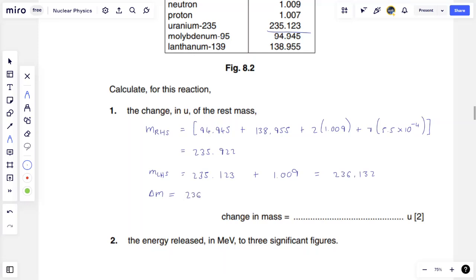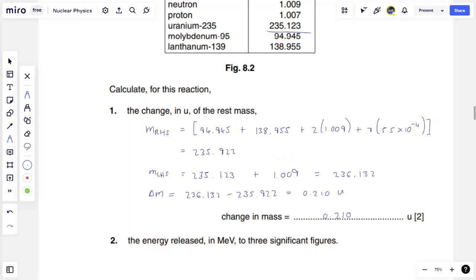Now I want to find the change in mass, which I'm going to call delta M, and that's the bigger number, 236.132, minus 235.922, and I get this to be 0.21 atomic mass units. So it turns out that my change in mass is 0.21 atomic mass units. So quite a bit of working, but in fact, I didn't need to write down everything I did.